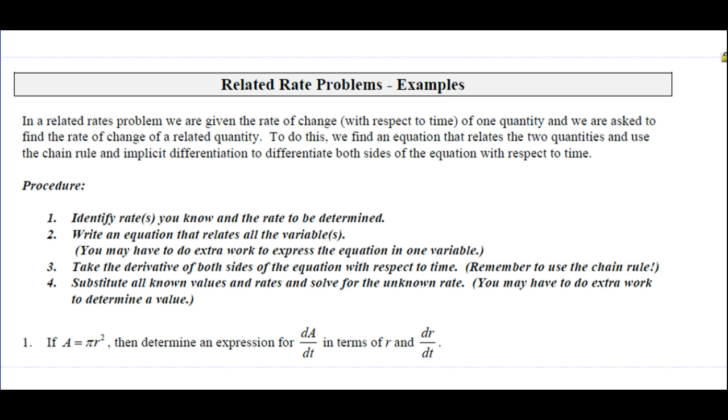Procedure: identify the rates you know and the rate to be determined. Write an equation that relates all the variables. You may have to do extra work to express the equation in one variable. So oftentimes you'll be drawing a diagram to help you out in this. There's ones we won't be, and there's ones we will be. Take the derivative of both sides with respect to time. Remember to use the chain rule. Substitute all known values and rates and solve for the unknown rate. Again, you may have to do some extra work to determine a value, and we'll see that as we go through this.